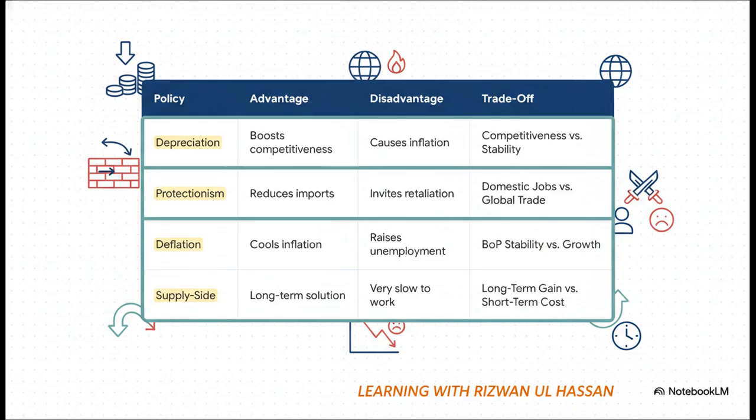How about protectionism? Sure, it might save some domestic jobs, but you risk a trade war and higher prices for consumers. What about deflationary policy, hitting the brakes on the economy? That'll reduce import spending for sure, but the painful trade-off is almost always higher unemployment and slower growth. And those brilliant supply-side policies? They're the best long-term solution, but their trade-off is that they are incredibly slow and expensive with no quick fix.